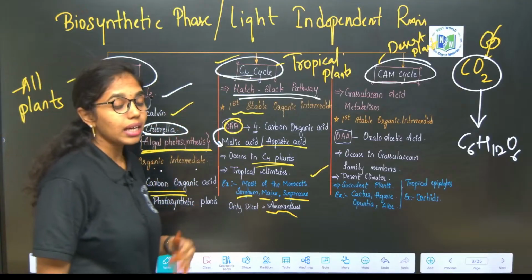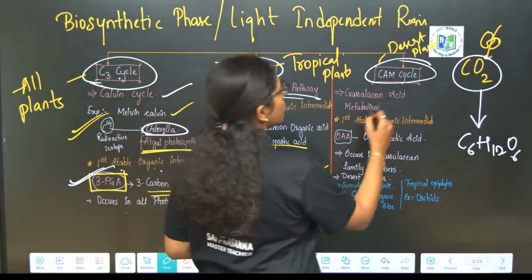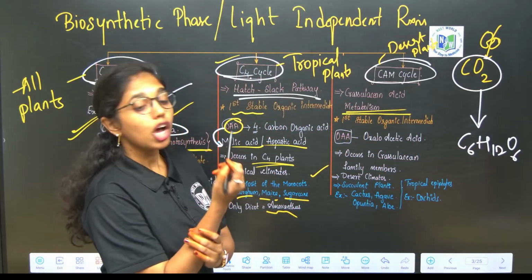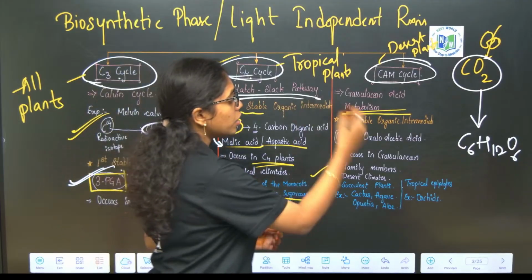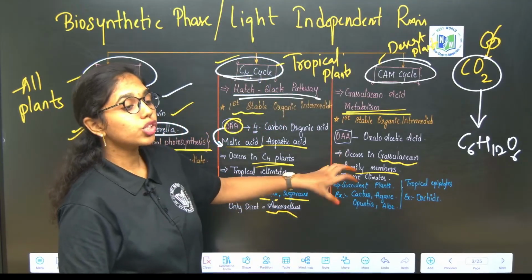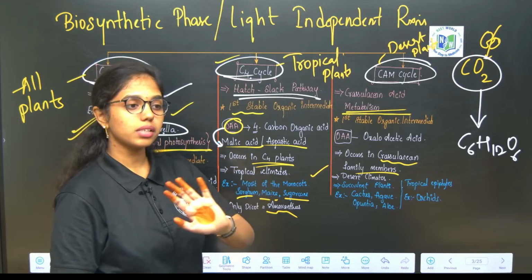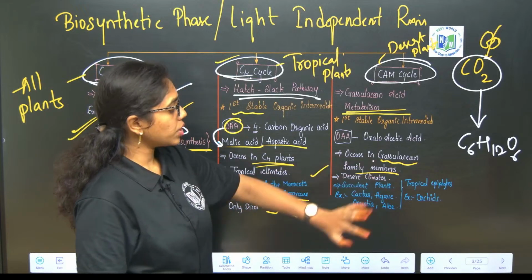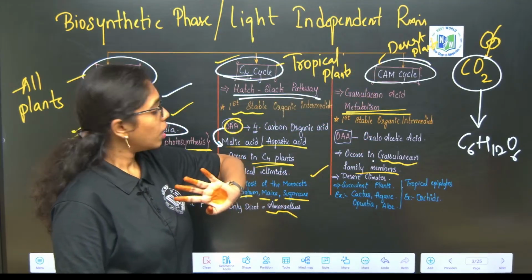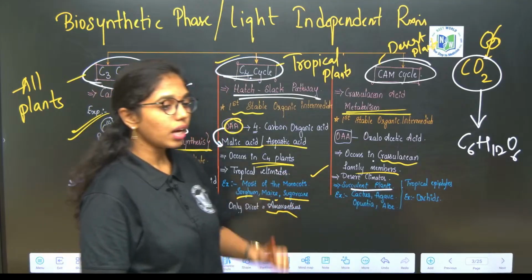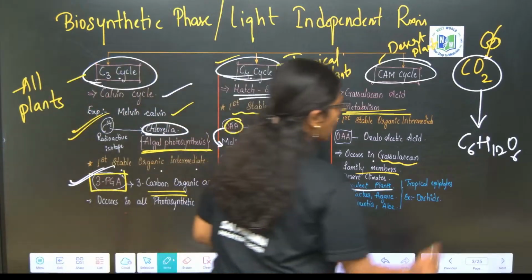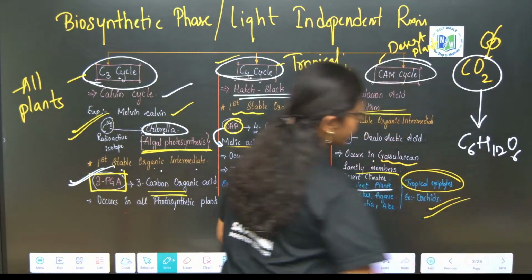Next is the CAM cycle, which is also called crassulacean acid metabolism. Here also the first stable product which is formed is oxaloacetic acid. This occurs in all crassulacean family members, which grow in desert climates. As you said, the xerophytes, and crassulacean family members also, that is why it is called crassulacean acid metabolism cycle. Succulent plants like agave, cactus, opuntia, aloe vera are the best examples, and tropical epiphytes like orchids.